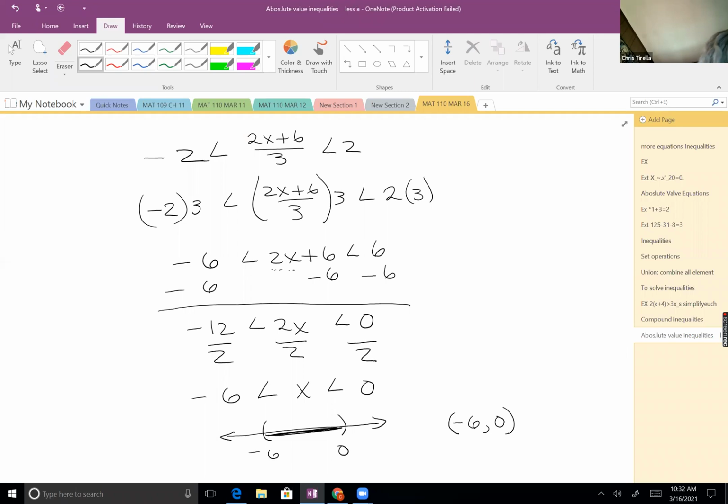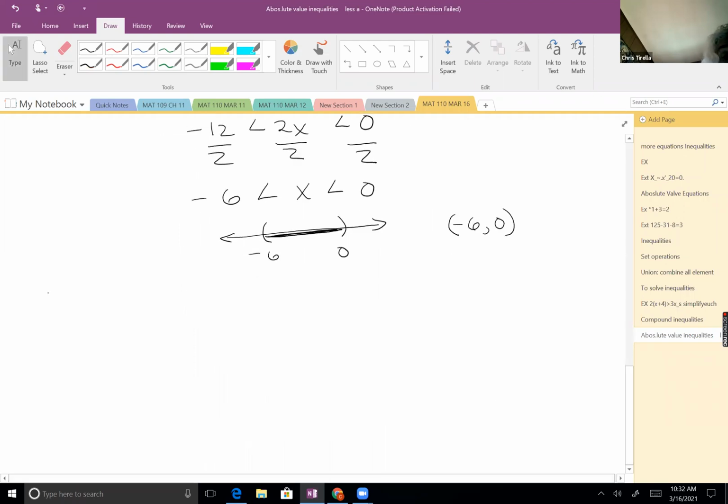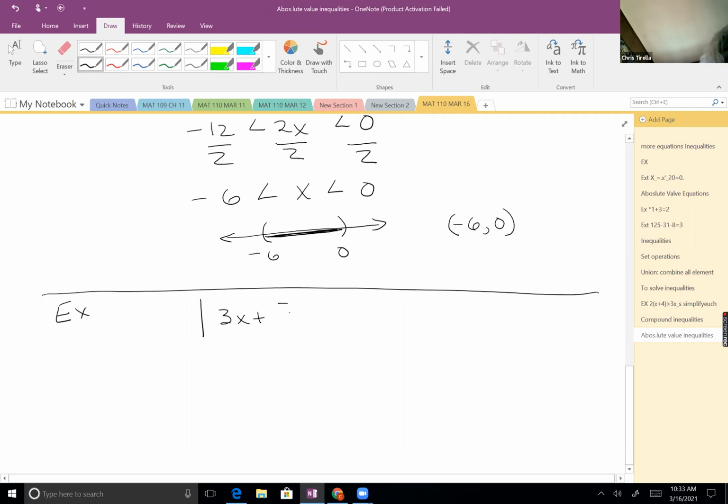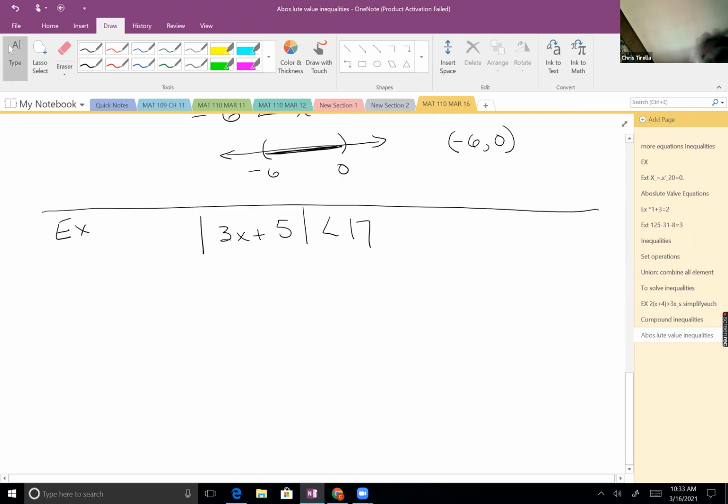If we look at another one of these, let's look at the absolute value of 3x plus 5 is less than 17. And I'm going to be quiet and ask you folks to, because it's less than, change this into that compound inequality and solve. And tell me what you get.